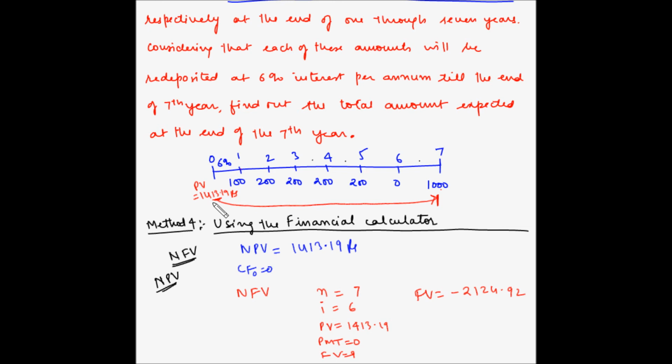The minus sign here indicates that since the present value was positive, that means this is an inflow into our pocket. That means we have taken a loan from a bank or some other organization at 6%. Then the future value, that is at the end of the 7th year, is going to be 2124.92, which we have to pay back to the bank. So that's the only significance of the negative sign. But the net future value comes out to 2124.92 rupees, which is the same that we got in the last 3 other methods. So you can use any of these 4 methods to find out the future value of an uneven cash flow.